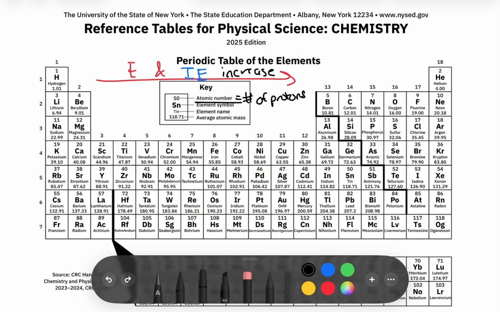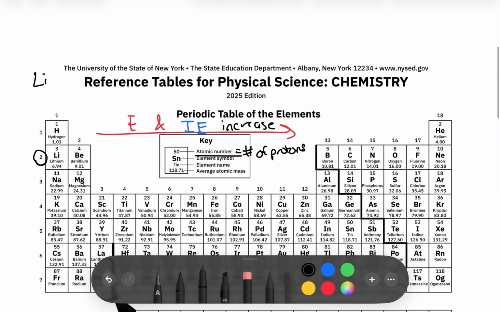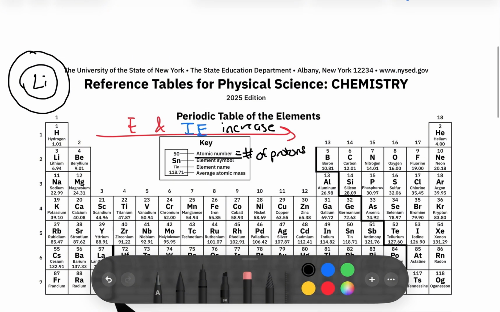So let's take a look at lithium. I'm going to do a Bohr model on lithium. So lithium is in period 2, so that means that it has 2 shells. 1, 2. Now there is a rule regarding how many electrons should be in each shell. But first, let's look at how many valence electrons lithium has. Since lithium is in group 1, that means that it has 1 valence electron, so that's going to be on the outside.